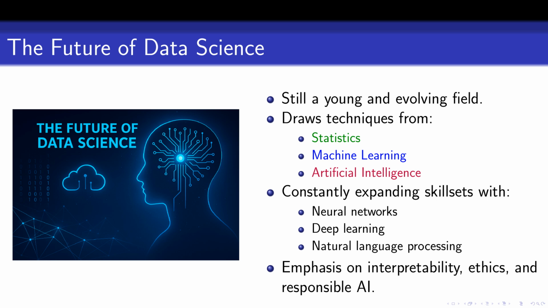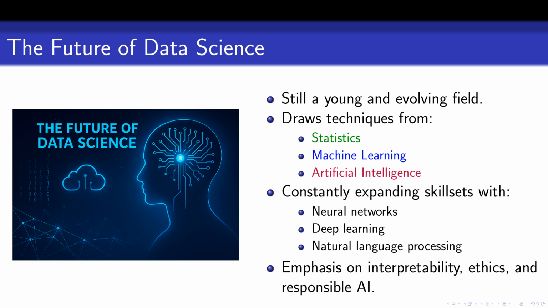As we look toward the future, it's important to recognize that data science is still a young and rapidly evolving field. While it continues to be built on foundational techniques from statistics, it increasingly incorporates cutting-edge methods from machine learning and artificial intelligence. Tools like neural networks and deep learning models are enabling breakthroughs in image recognition, language understanding, and more. Another major area of growth is natural language processing, which powers technologies like chatbots and language translation.